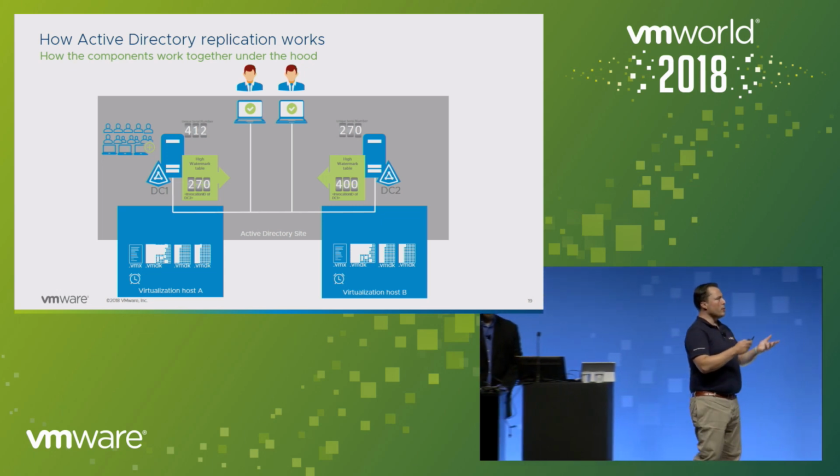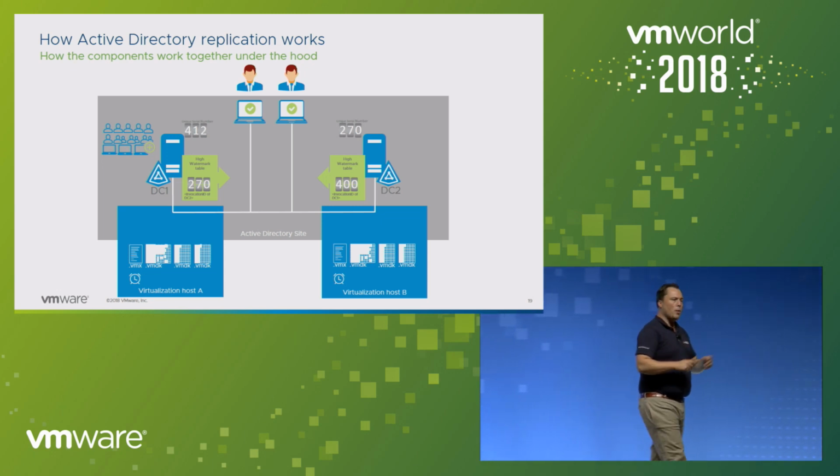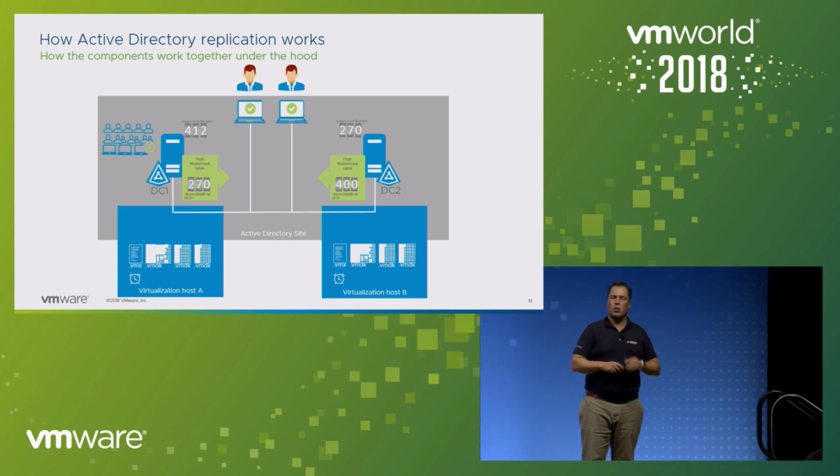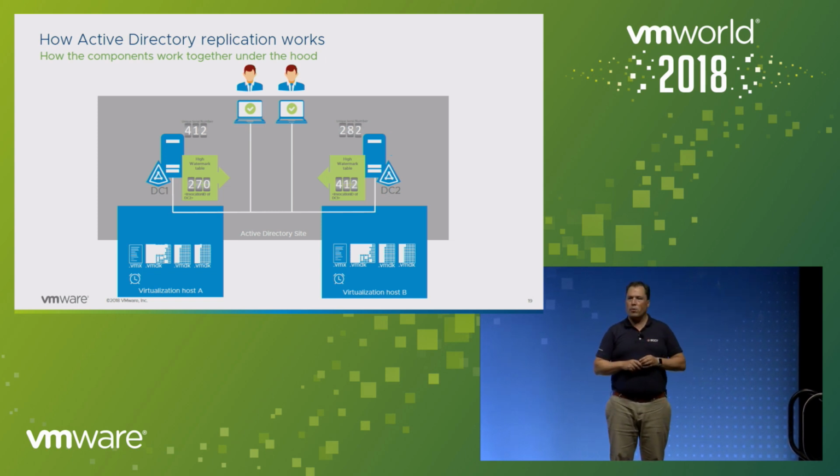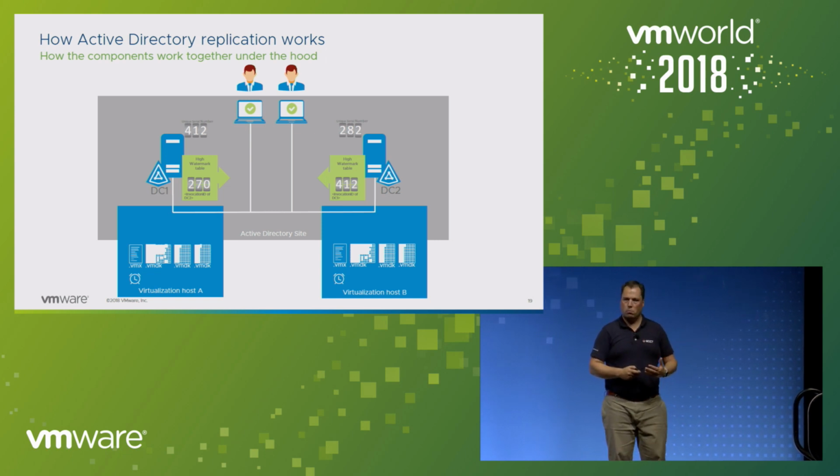So in this case, on DC1, I create 12 objects. A couple of users, a couple of laptops, a couple of groups. So I create them, and what you'll see is that the USN on DC1 is going up by 12, to be exact. I replicate them over, and what you'll see is that DC2 also has a USN that is added by 12, but it also knows about the changed USN of DC1.